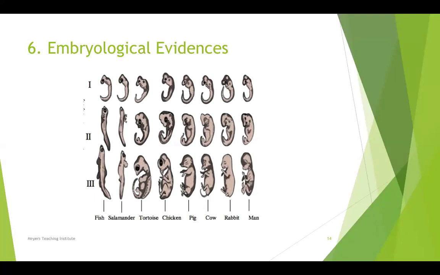When we compare these animals in the very first trimester, we see that in their embryonic or fetus stage, they are very similar in the initial stage. And those similarities are gradually decreasing. Similarities in the initial stage indicate common origin for these animals. And this is all about the evidences we have about evolution.